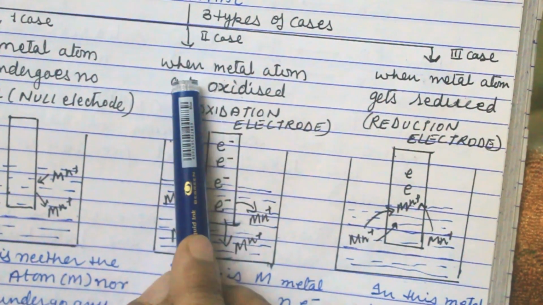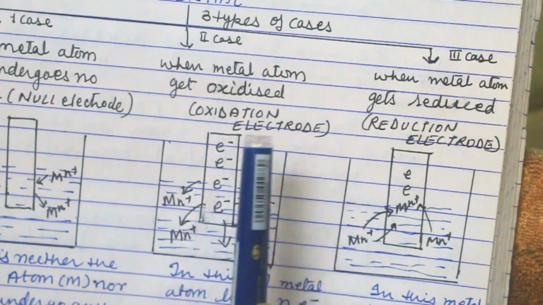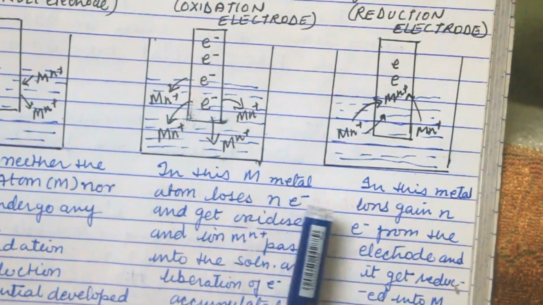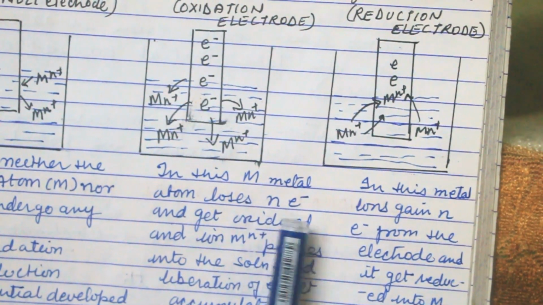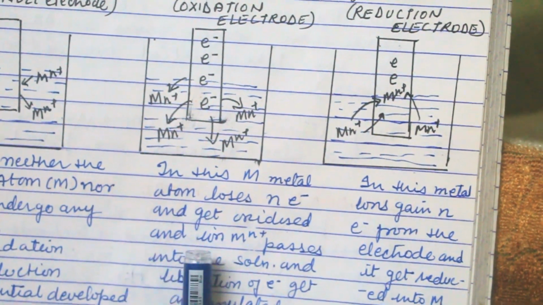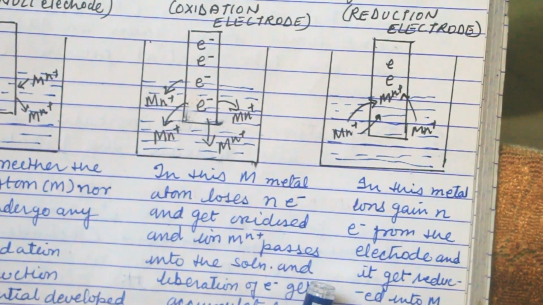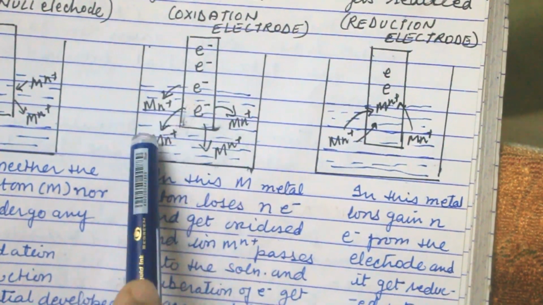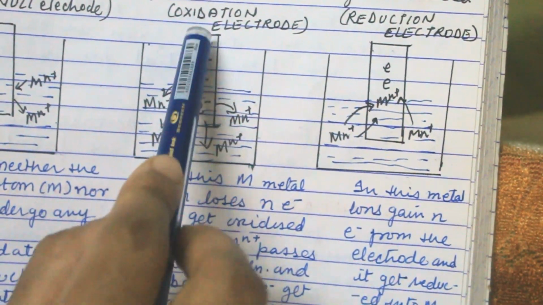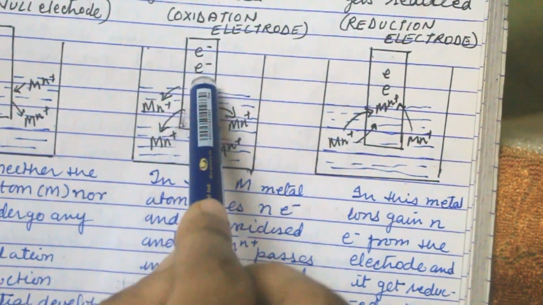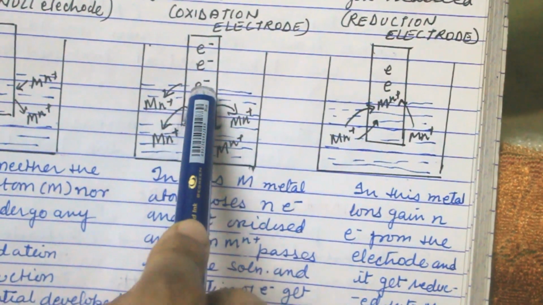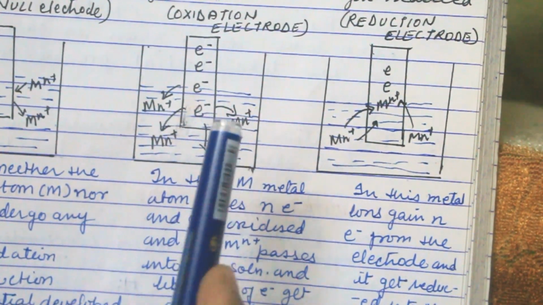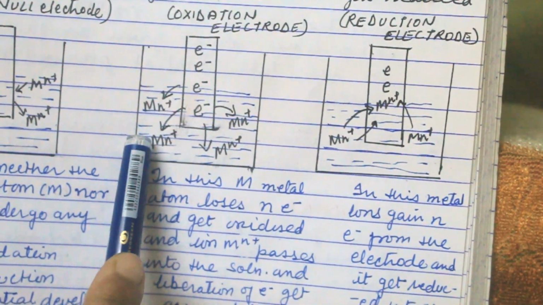Now in the second case, when the metal atom gets oxidized, that is an oxidation electrode. So in this, the metal atom M loses an electron and gets oxidized, and the ion Mn+ passes into the solution. The metal ion dissolves in the electrolyte and the electrode becomes negative. So this is called oxidation potential, because the metal ion gets oxidized into the electrolyte.